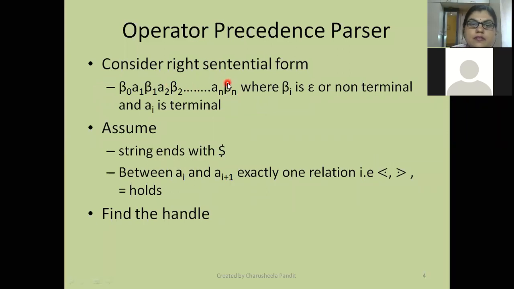Now, if we have some input string like this, or we write the sentential form beta 0 a1 beta 1 a2 till an beta n, where beta i can be either epsilon or a non-terminal, and ai is a terminal. If we have such a string, then we modify the string so that the operator precedence parser can parse it. So we put the $ sign at the right hand side and the left hand side of the input string, and we put any of these three signs between the two terminals. After modifying the input string, we have to find the handle.